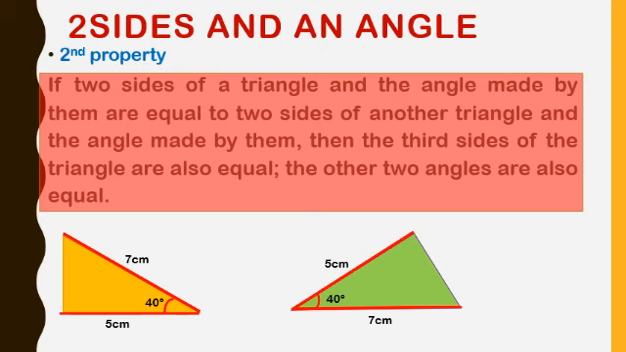In the given triangles, you can see two sides are equal, that is 5 cm and 7 cm each, and the angle between them is 40 degrees each. Then we can say the third sides of the triangles are also equal and the other two angles are also equal. This is our second property. Let us do some problems based on it.